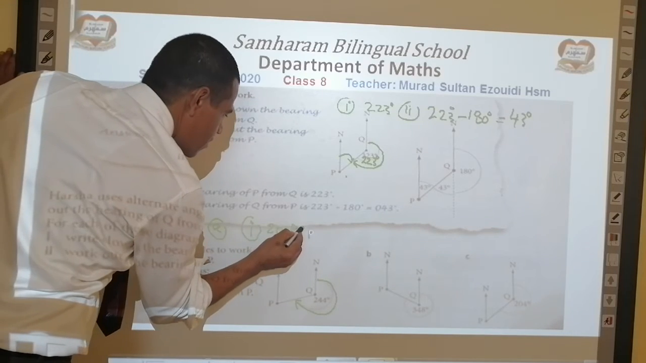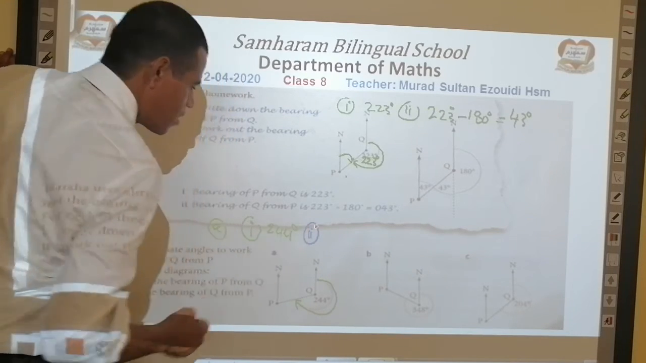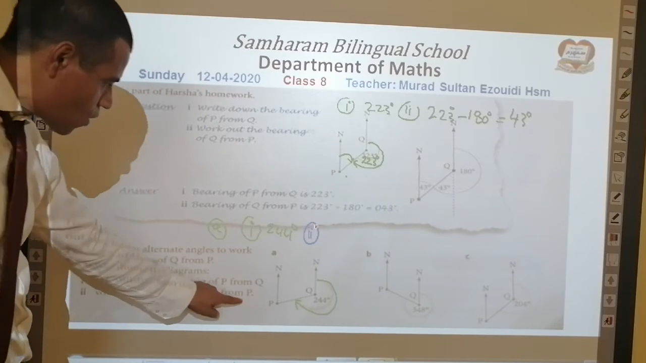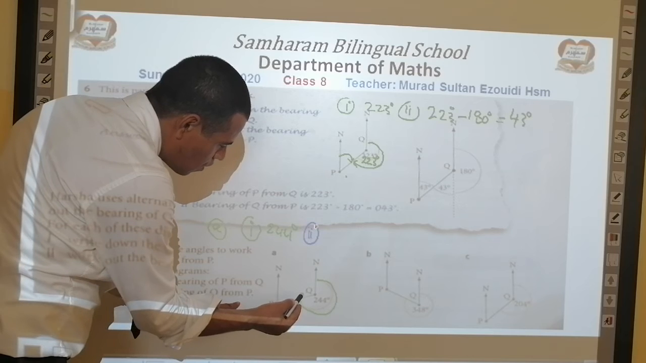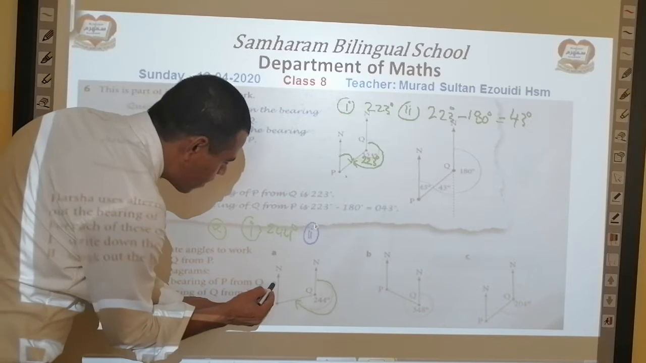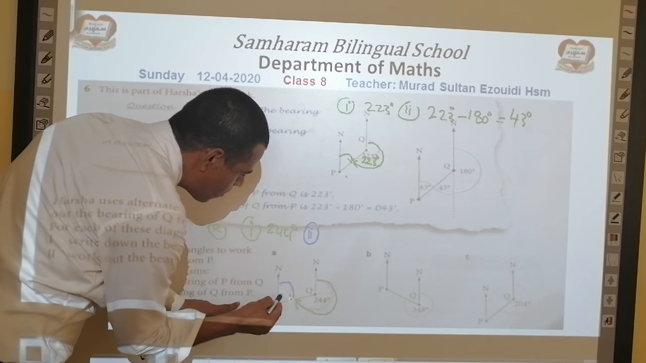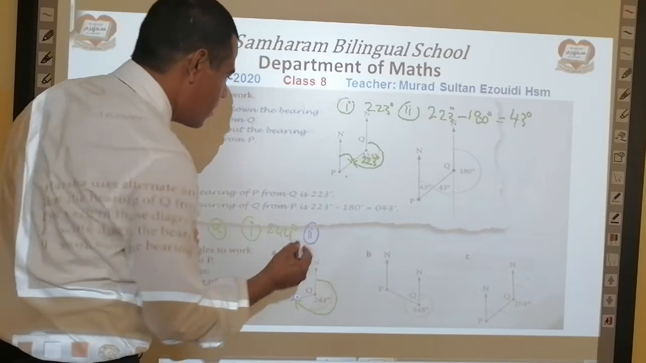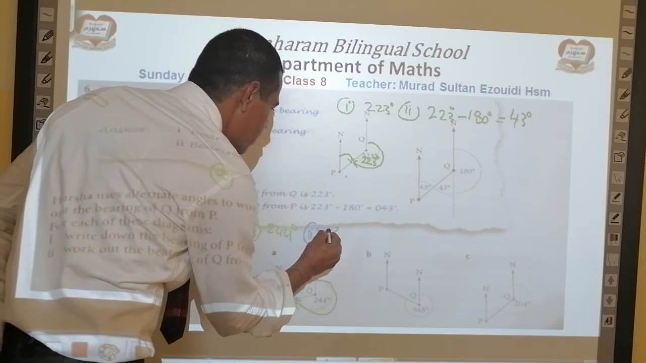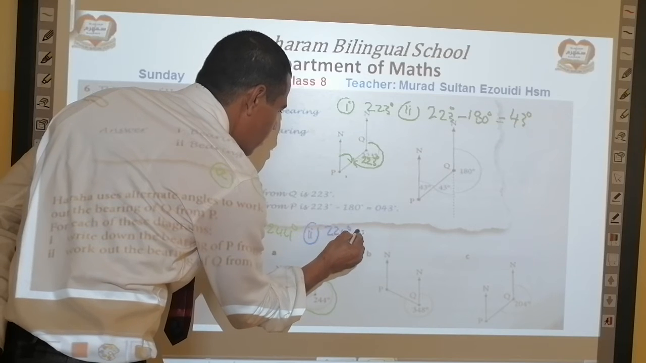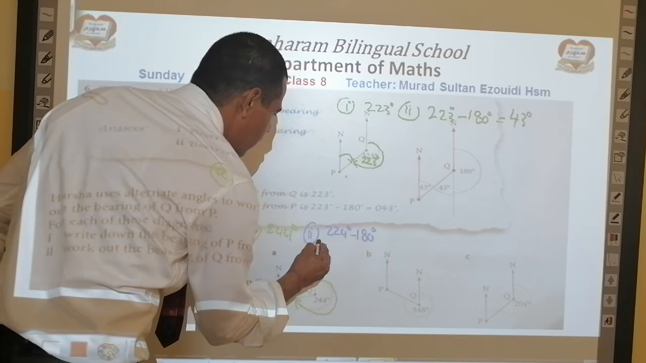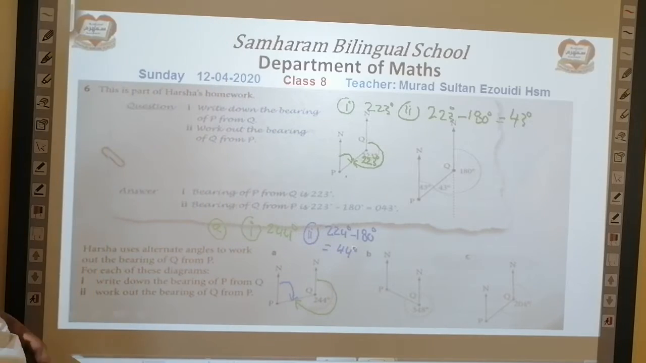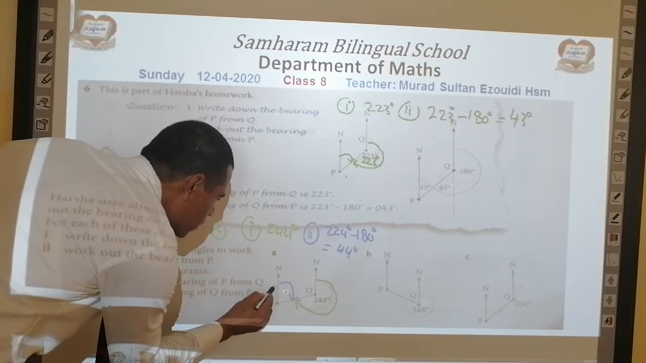Double I, for this, the first sub question is: find the bearing of Q from P. Of Q from P means this. I will make 224 minus 180. 224 degree minus 180 degree gives 44 degree. Okay? So this one is 44 degree.